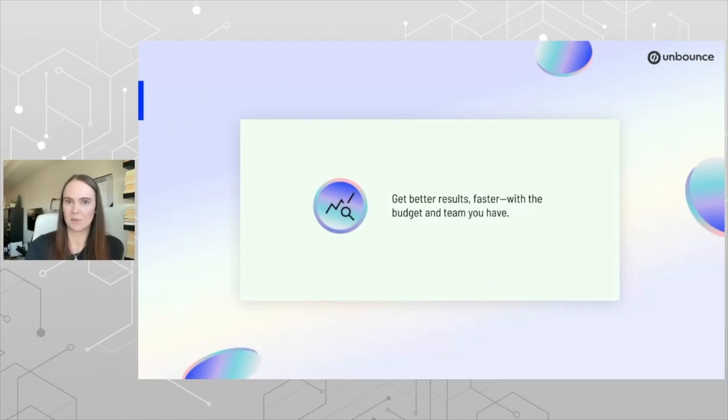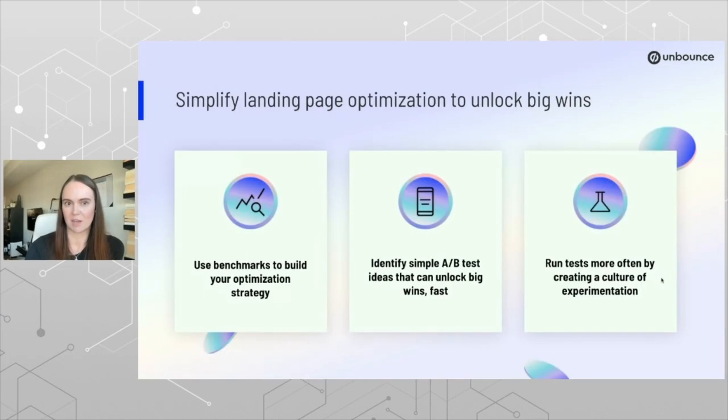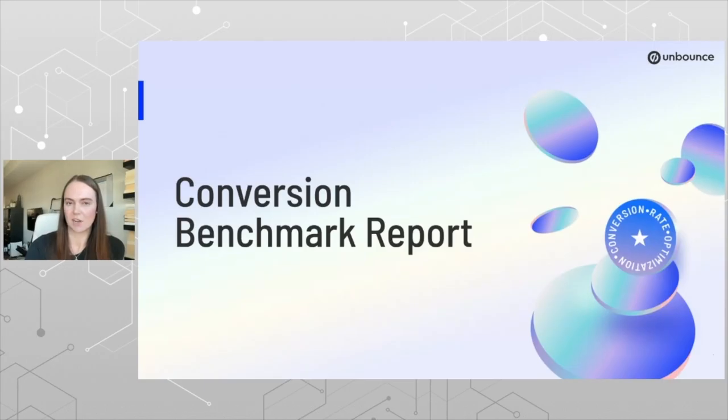So with that in mind, today I'm going to talk about how you can use benchmarks to build your landing page optimization strategy. I'll help you identify simple A/B test ideas that can unlock big wins. And finally, I'll show you how to run more tests more often by creating a culture of experimentation. So let's start by taking a look at Unbounce's 2024 conversion benchmark report.